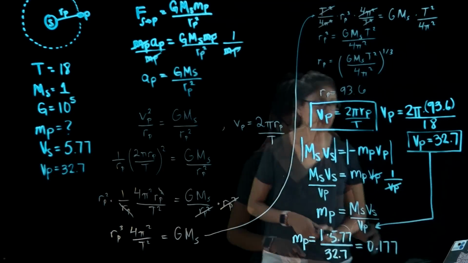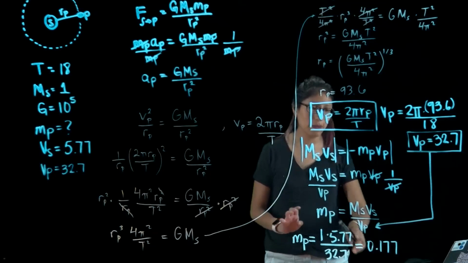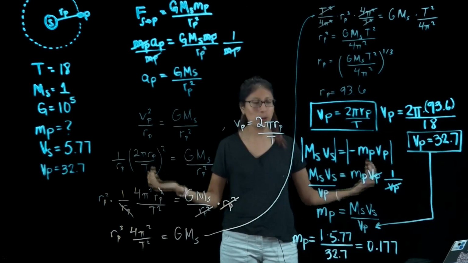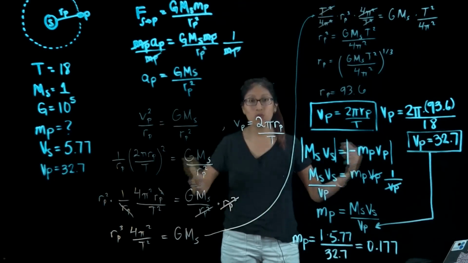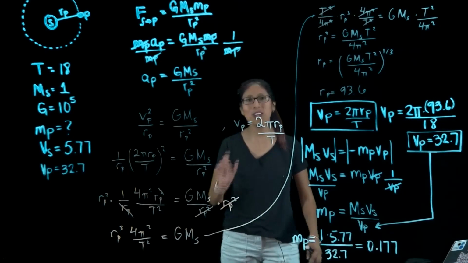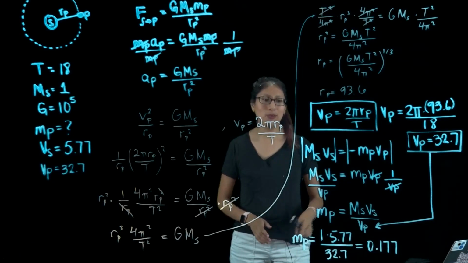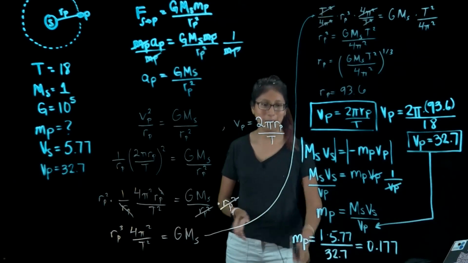0.177. Okay, so now we figured out that the mass of the planet is about 0.177, which is about 10% off of our original mass that we had in our code, which is really great, but we could get a little closer. So make sure to check out our next video, and we will show you how to get an even closer mass of the planet.